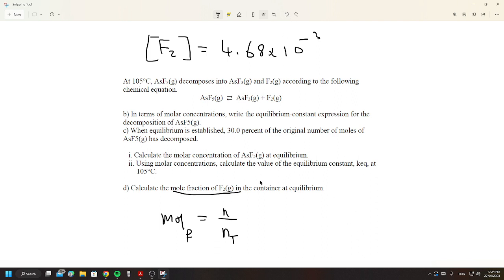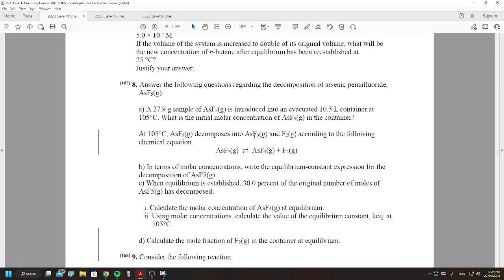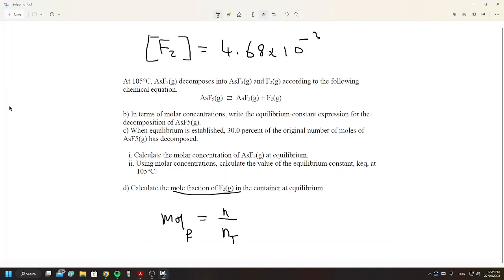Okay, so the total number of moles in this case, did they give us a volume value? Let's go back to the question. Yeah, they gave us a value of 10.5 liters. So volume is equal to 10.5 liters.